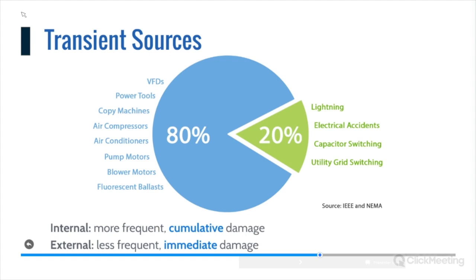And one thing to note, the internal, the 80%, they're more frequent, and they cause more of a cumulative damage, or we refer to it as latent damage, and we'll talk about that a little bit later. But also, the external are those less frequent, but they're the big ones everybody thinks about. After the storm and they've lost a TV set or an appliance or something, they know they've had some kind of lightning event that caused them to have immediate damage, and we call that catastrophic damage.